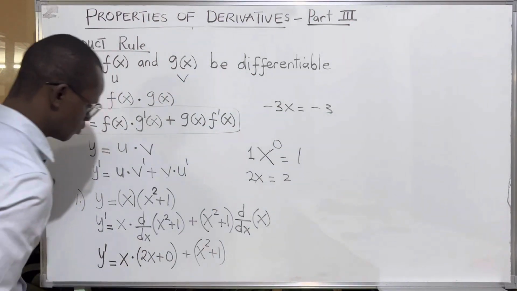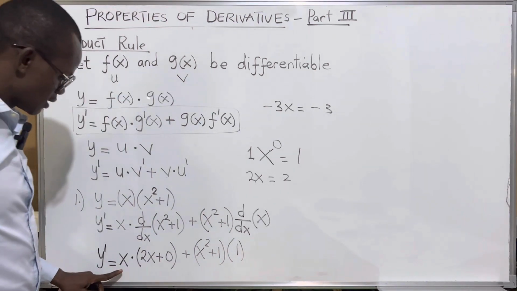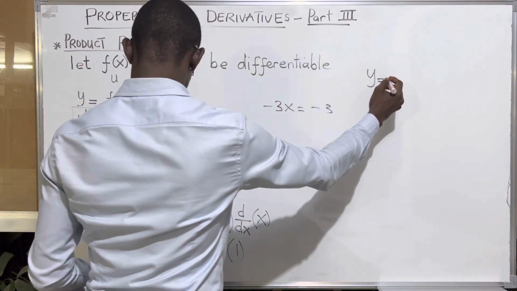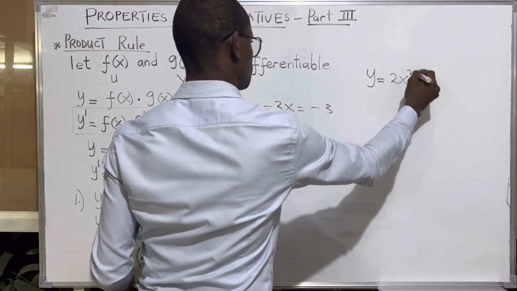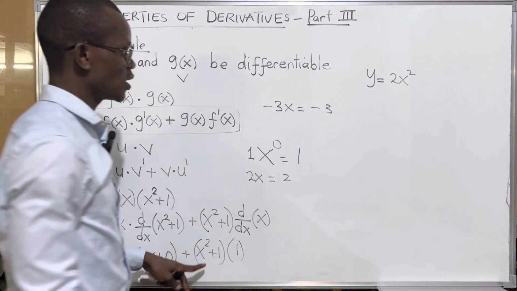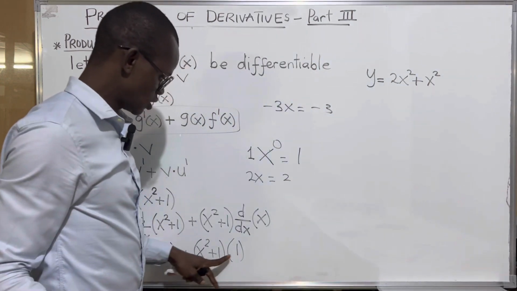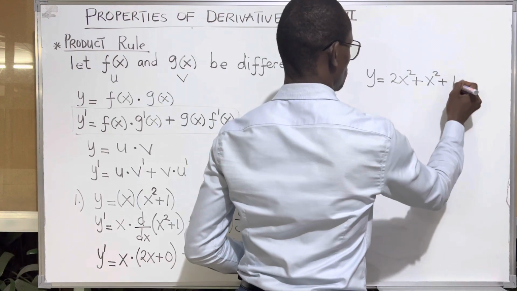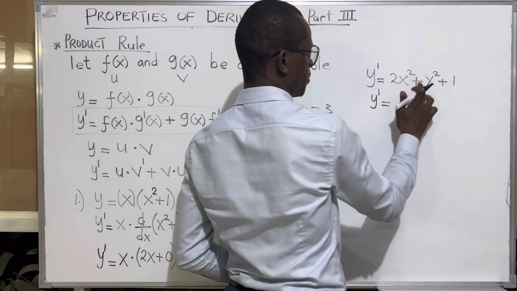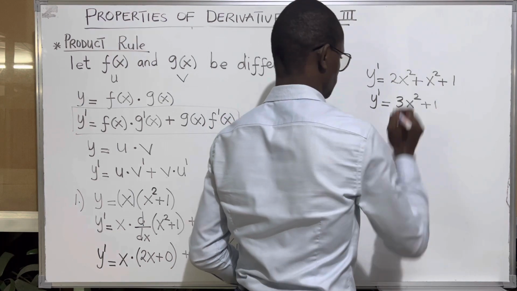So this would now be times 1. So we can now multiply x times 2x, which will give us 2x squared. And then x times 0, you know that literally will just be 0. 1 times x squared will give us x squared. And then 1 times 1 will give us 1. So y prime, we have 2x squared plus 1x squared. So it just equals 3x squared plus 1.